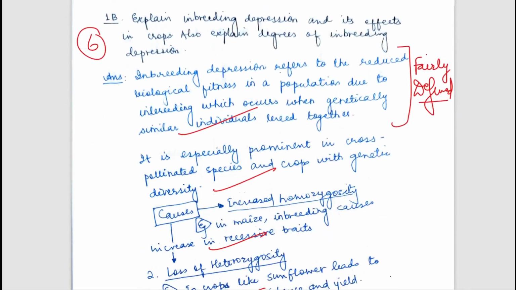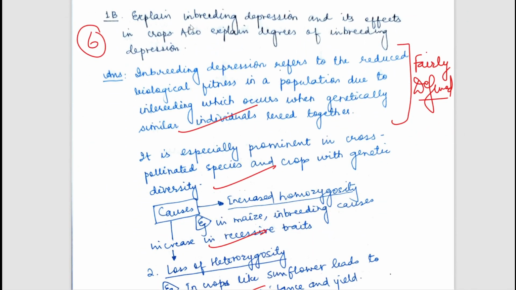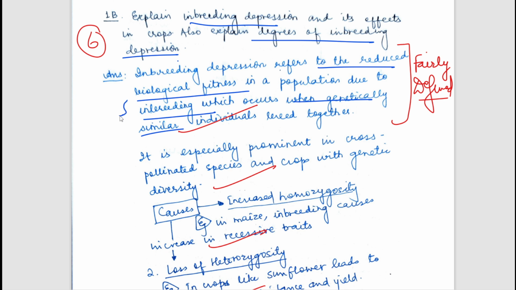Now let's move to the second question. The second question is, explain inbreeding depression and its effects in crops, and also explain degrees of inbreeding depression. So what is inbreeding depression? It refers to the reduced biological fitness in a population due to inbreeding, that is breeding within the same ancestral generations again and again, or inbreeding within similar genetics. That leads to inbreeding depression.